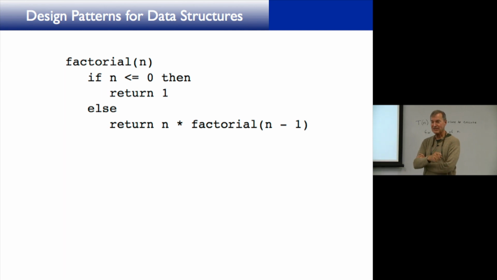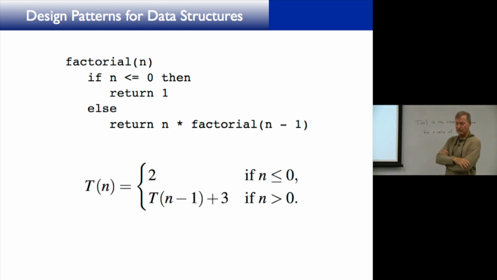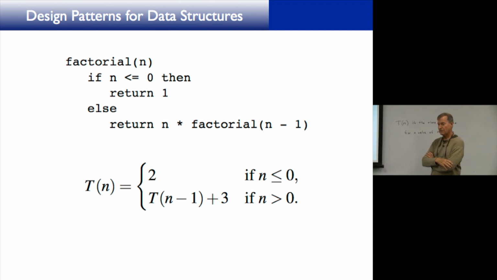Well, the first step we have to do is we have to write down the recurrence. So here's how we write down the recurrence. This is the recurrence. Its T of n is 2 if n is less than or equal to 0, and its T of n minus 1 plus 3 if n is greater than 0. Now where the heck did this come from? Notice that the recurrence has two parts to it, just like the code does. All right. Now where did this come from?